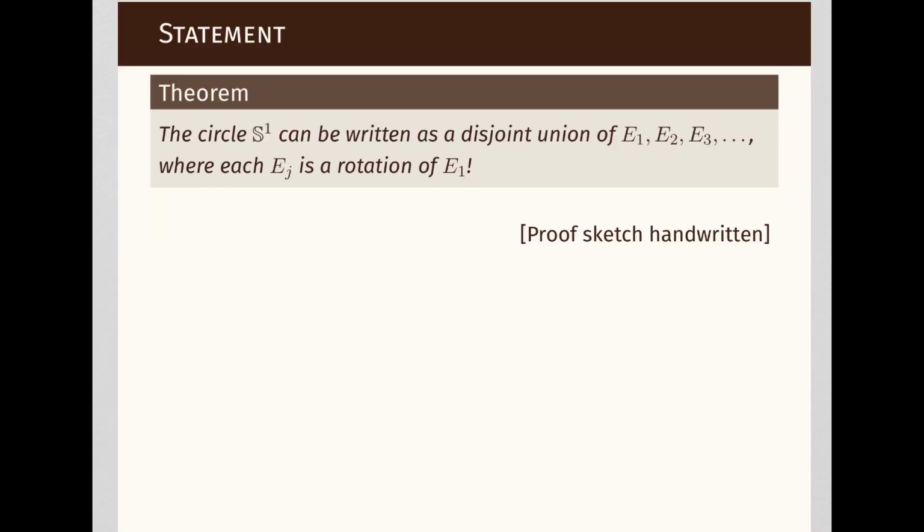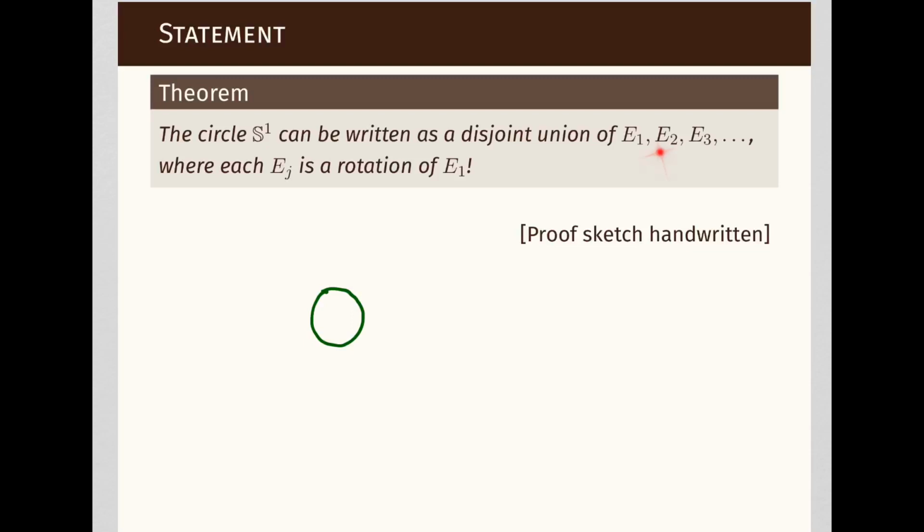We now show an example which is less appealing but more tangible, and with the advantage that it already shows a problem occurring in one dimension. It's the following theorem. We denote the circle by S1, which is really just a one-dimensional subset of the plane. The circle can be written as a disjoint union of countably many sets, E1, E2, E3, etc.